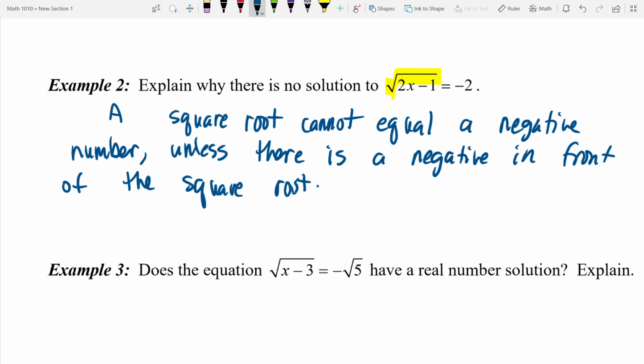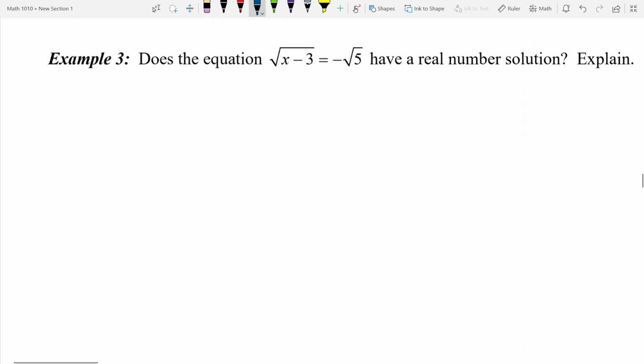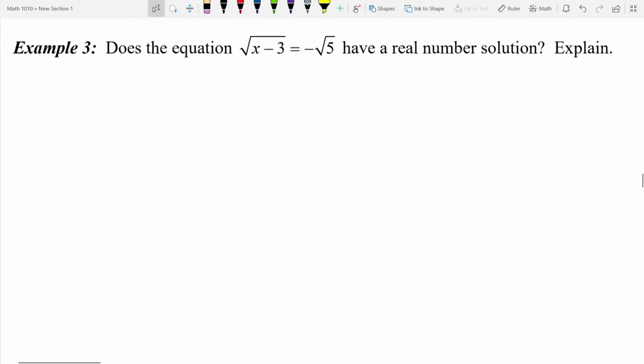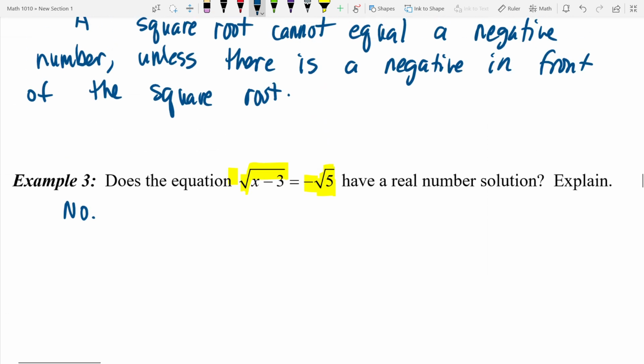That's it. Okay? Does this have a real number solution? I can tell that the answer is no. Because again, I have a root with no negative sitting in front equaling a root that does have a negative in front. I can't do it. Does it have a real number solution? No. Okay, and then it says explain.